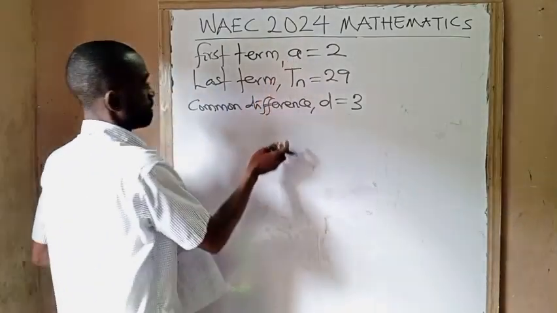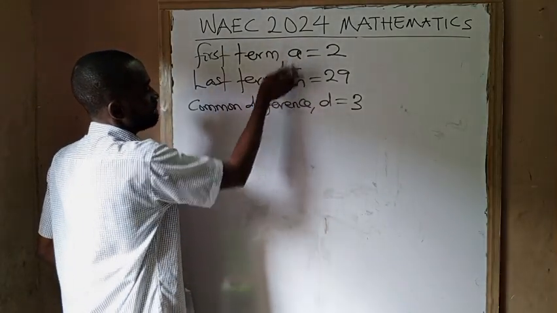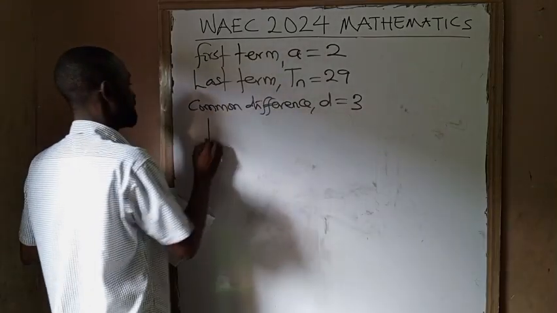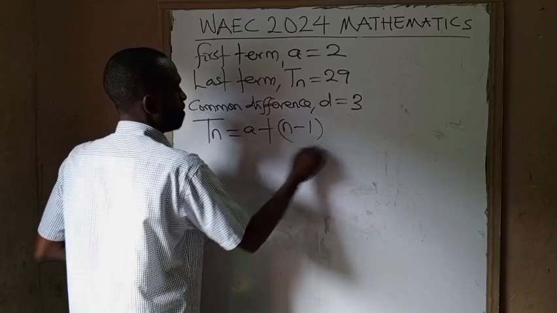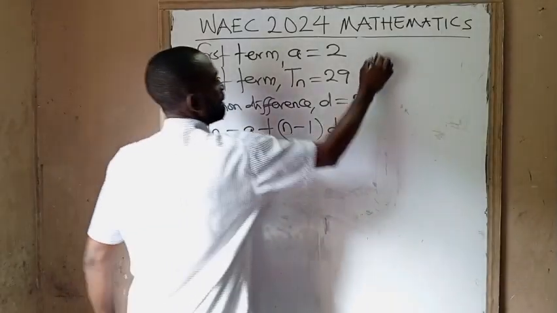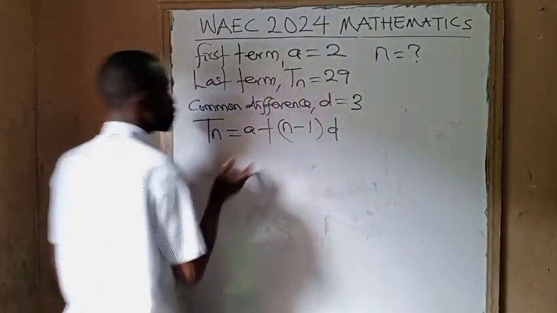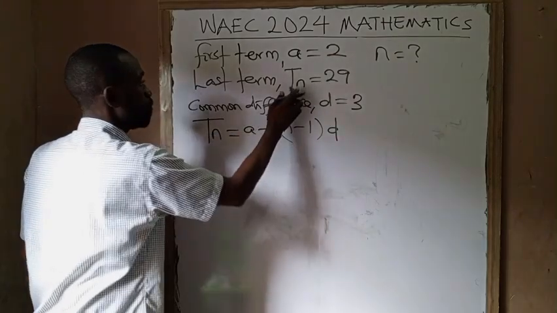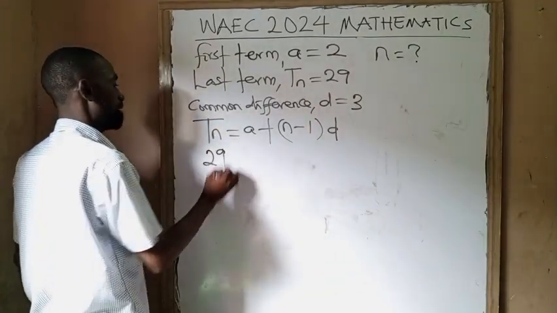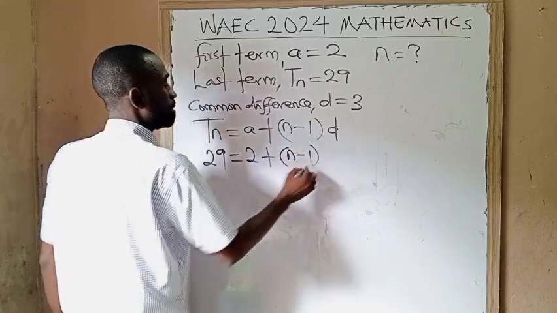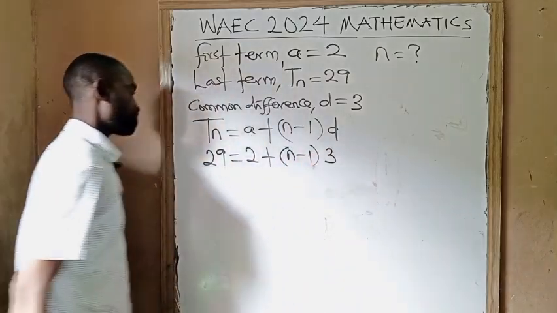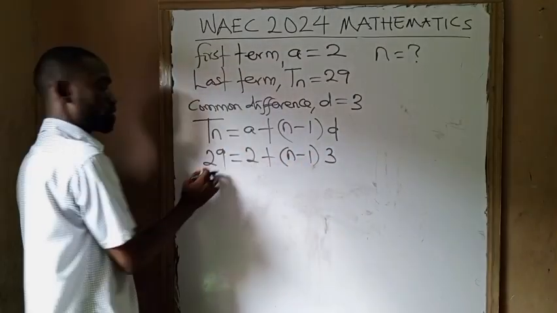How many terms are in the AP? So what's the general formula that connects Tn, A, and D? The formula is Tn equals A plus (n minus 1) D. So we have to find n, which is unknown. So we just substitute. Our A is 2, Tn is 29, so 29 equals 2 plus (n minus 1). Our D is 3. The first thing is the 2 will come here to become minus.